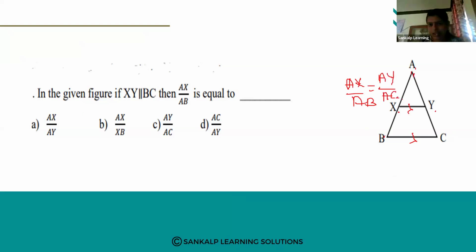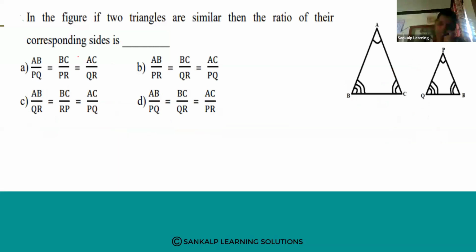The same relation continues on this side. If you take AX divided by XB, then it is AY divided by YC. These two sides are equal. If you take AX divided by the whole line AB, then AY divided by AC. This is one of the corollaries. So where is your AY divided by AC? This is option C. AY divided by AC. This option is right. Next.